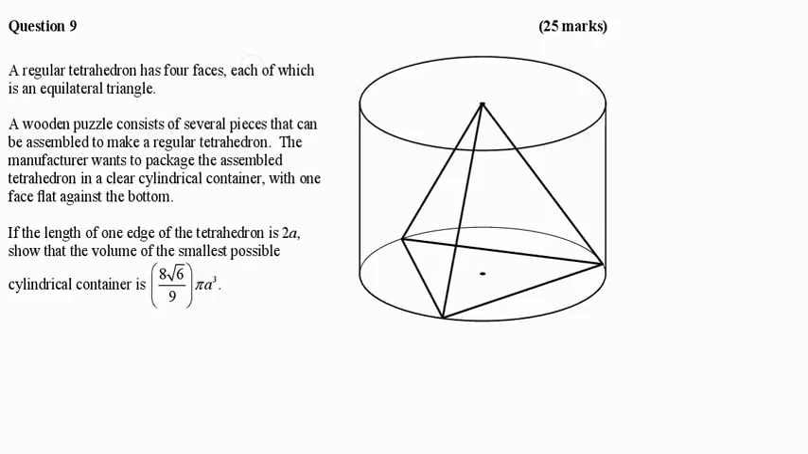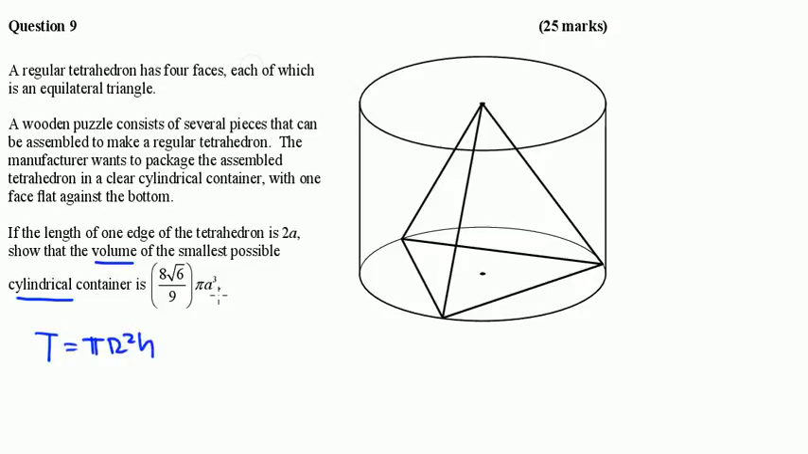If the length of one edge of the tetrahedron is 2a, show that the volume of the smallest possible cylindrical container is 8 times the square root of 6 over 9 pi a cubed. So the first thing that we're going to note is if we're looking for the volume of a cylinder, we need to make a note of the formula that we need. So pi r squared h.